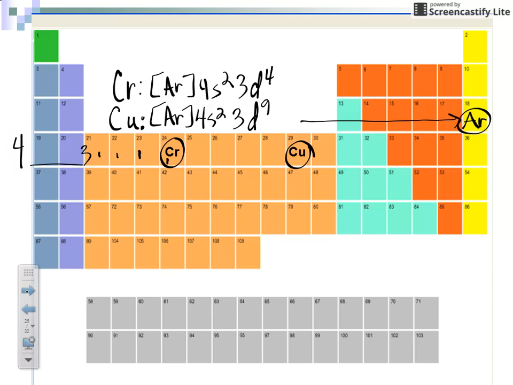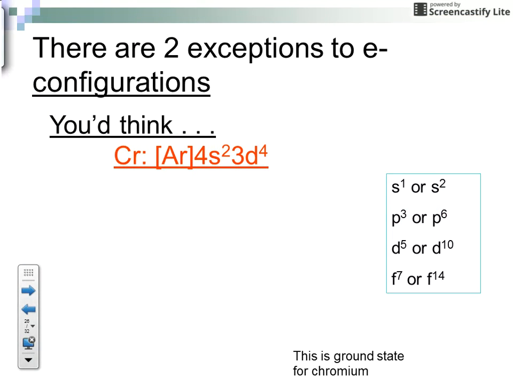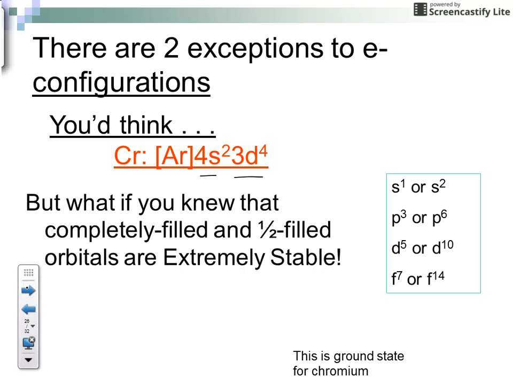That's based on what we've learned so far, but there's something I haven't told you yet. These happen to be two of the exceptions to the electron configuration. So we just said chromium, you would think, would be argon in brackets, 4s2, 3d4. But one thing I haven't told you yet is that completely filled orbitals and half-filled orbitals are extremely stable. Completely filled orbitals and half-filled orbitals are super, super stable. And we've learned over and over again that the elements just want to be stable.